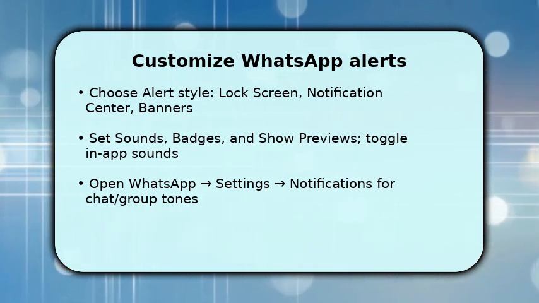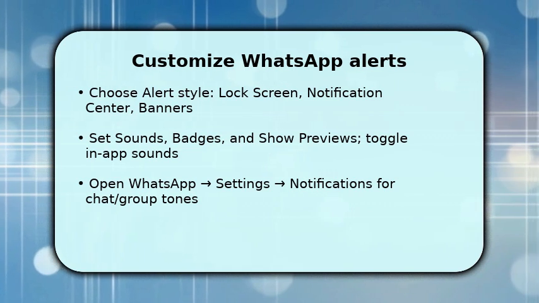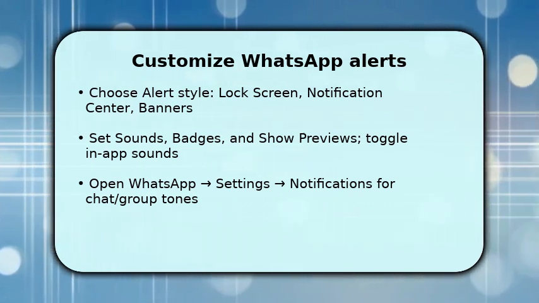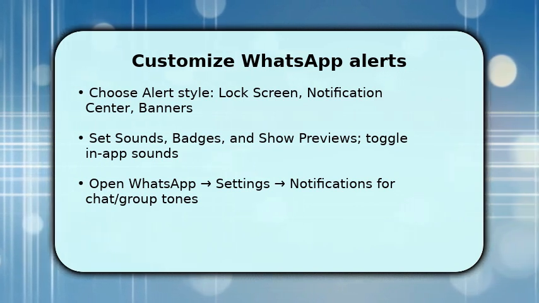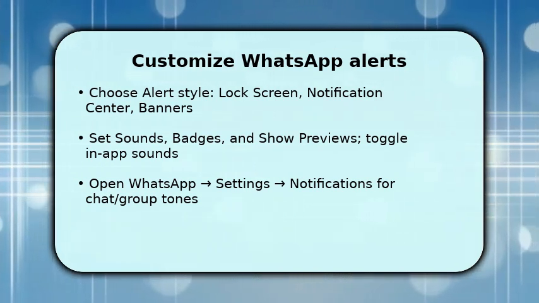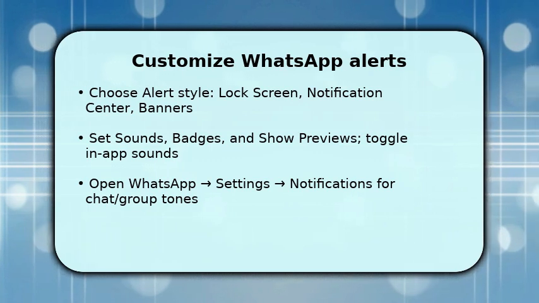Then open WhatsApp, tap Settings, then Notifications, to pick separate chat and group tones, enable or disable in-app sounds, and turn on vibration if needed. These choices control urgency and visibility, so you won't miss important messages.